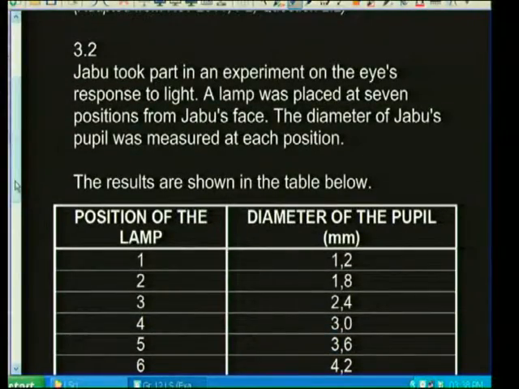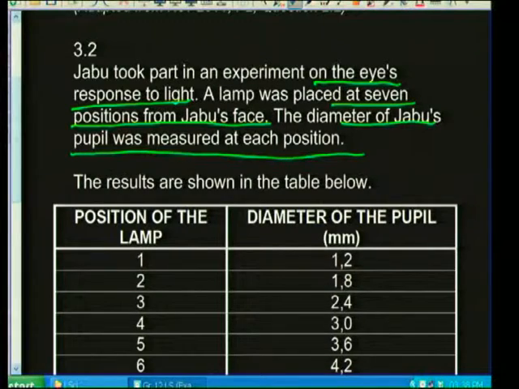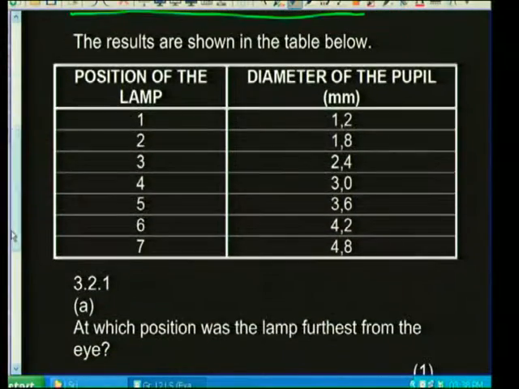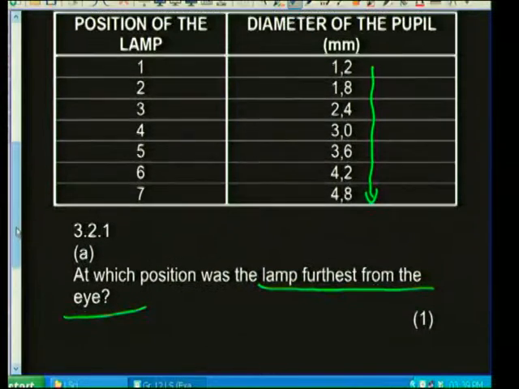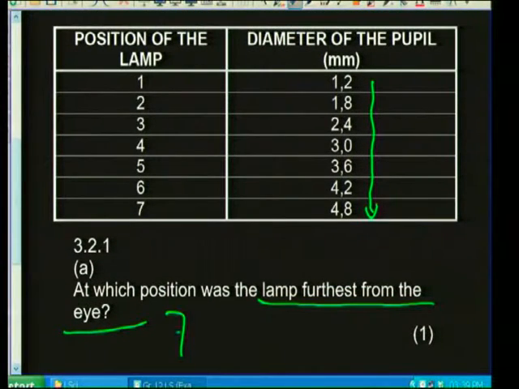A little bit of reading here. Jabu took part in an experiment on the eye's response to light. A lamp was placed at seven positions from Jabu's face. The diameter of Jabu's pupil was measured at each position. Here's the table, from position 1, 1.2, going right through to 4.8 millimeters of pupil dilation. At which position was the lamp furthest from the eye? This question was fairly easy. It would obviously be 7.